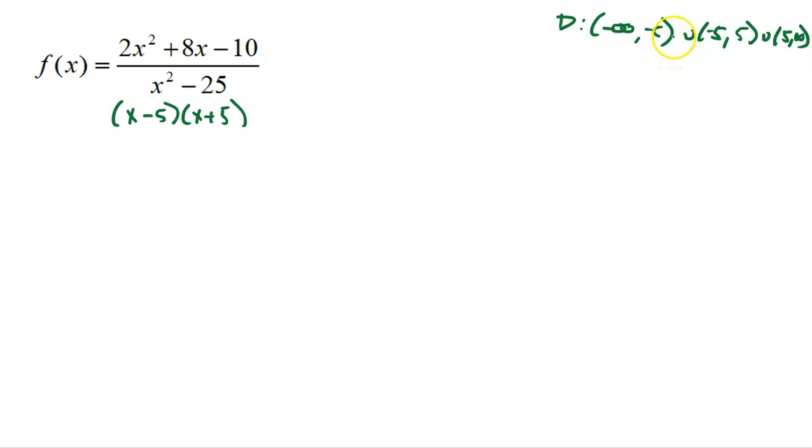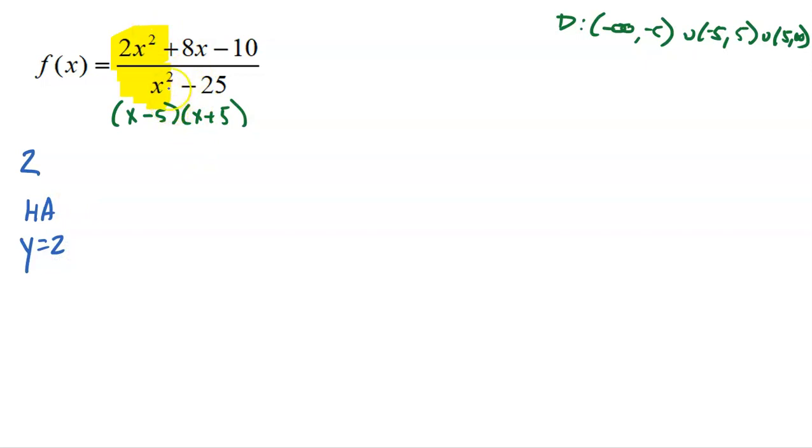Every value other than 5 and -5 affects the domain. So every other value is good to go except -5 and 5. All right, the other thing I could figure out is end behavior as well. Remember, all I got to do is divide the leading terms. So if I divide the leading terms, I get a 2. Now that's a constant, right? That means I'm going to have a horizontal asymptote at y equals 2.